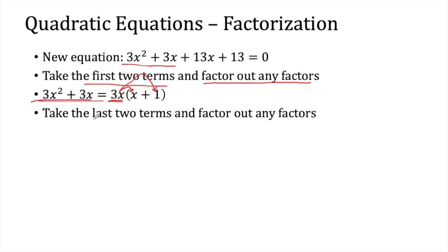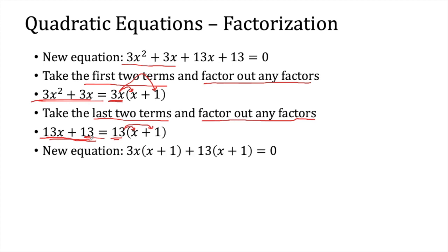Next, we'll take the last two terms and factor out the highest common factor. So in 13x plus 13, there is no x in the last 13, so we cannot factor out any x, but we can factor out 13 because 13 is there in both of these terms. So we will factor out 13, which is the highest common factor, and write 13 times x plus 1. Again, if you expand this binomial, you will get 13 times x, which is 13x, plus 13, which is the same thing as this term right over here.